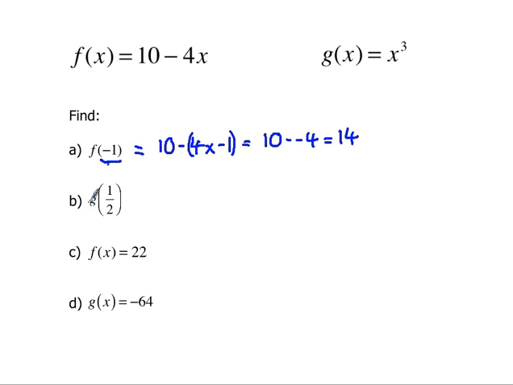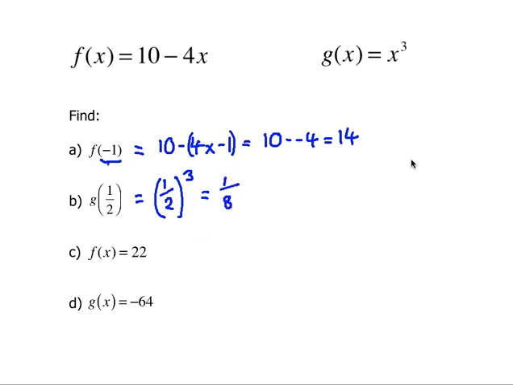So with the second part, we're using this function here because the g tells us that. And then instead of putting x in, we're going to put a half in. So we'd have a half cubed, and a half cubed is just a half times a half times a half, and that's 1/8.